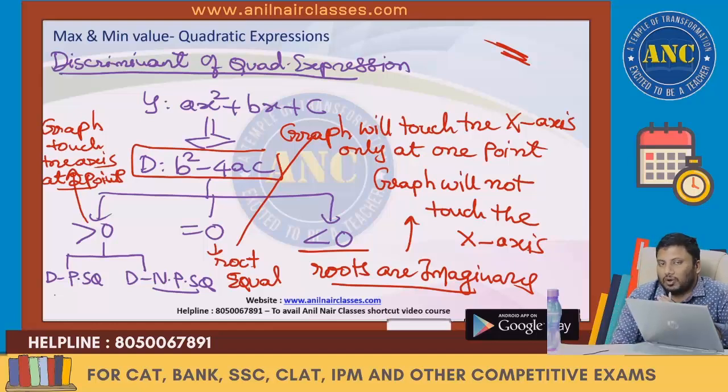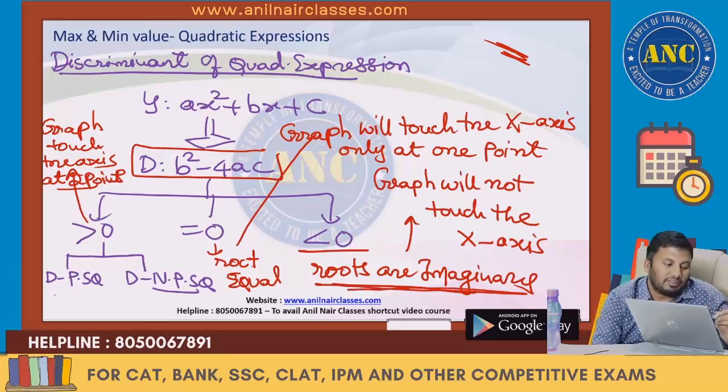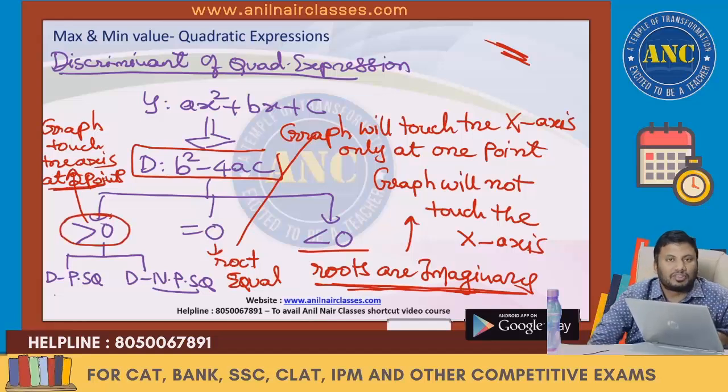Less than 0, the graph will not touch the axis. If a graph is not touching the axis, then the roots are imaginary. If the graph is touching the axis at 2 points, then it is greater than 0. That's all. We will not go deep into discriminant.